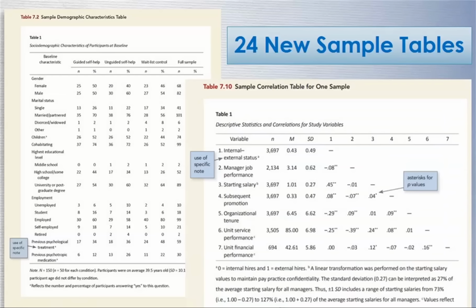We also have more than 40 new sample tables and figures. For the tables, there's 24 new examples. Here you can see an example of a demographic characteristics table and an example of a correlation table. So these are more basic examples. In addition, there's plenty of more advanced examples as well.